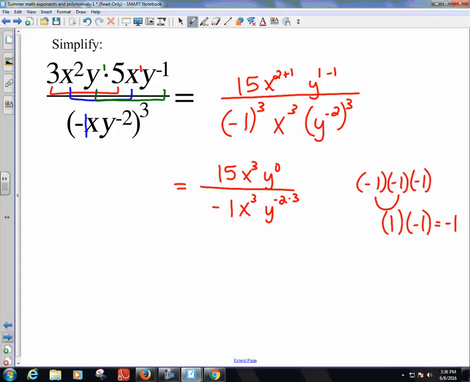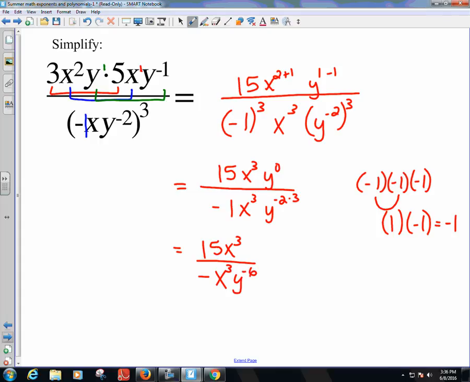Hang out with me. All right, so it's 15x cubed. I'm not going to write y to the 0 because that equals 1, and I'm not going to even write times 1 because anything times 1 is just itself. So I'm going to leave it as 15x cubed. Now down on the bottom, I don't need to write -1. I'm just going to write a minus sign, and I'm going to put x cubed because that's simple. And then I have y to the -2 times 3. -2 times 3 is -6.